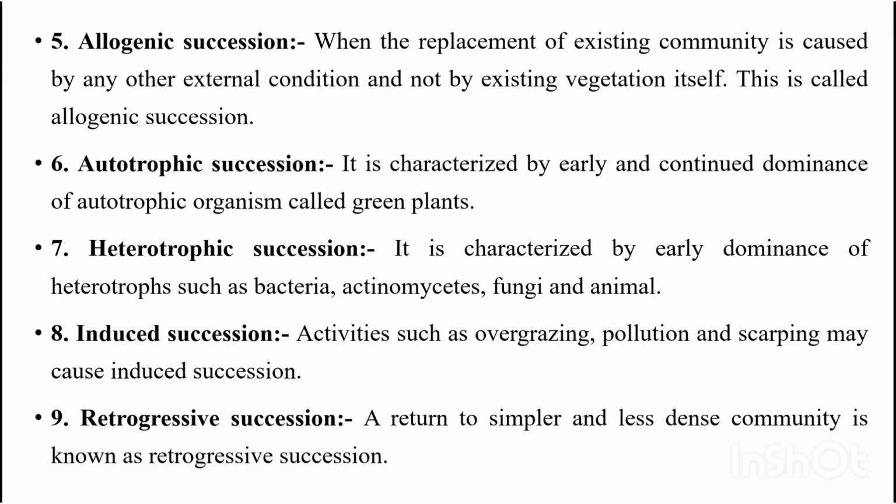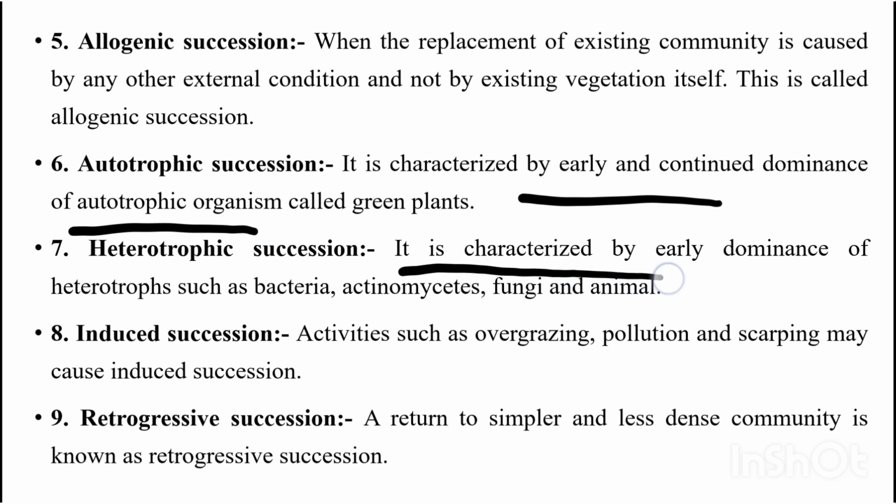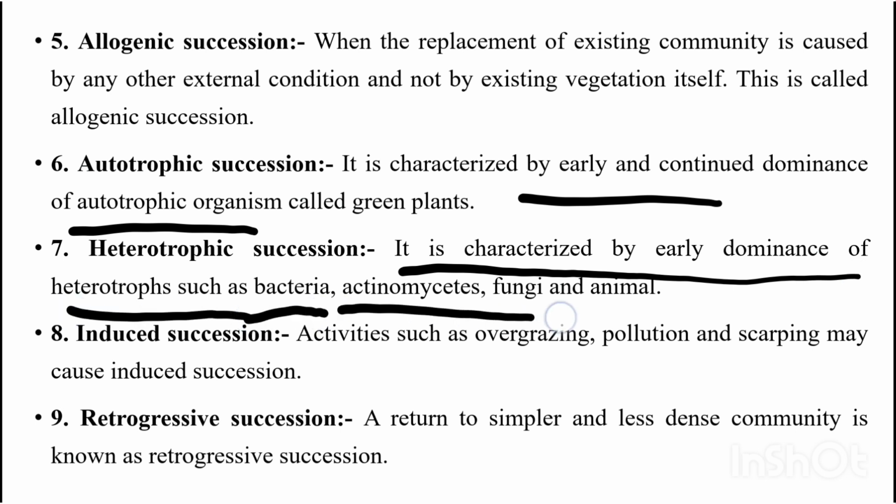Next, what is allogenic succession? When the replacement of the existing community is caused by an external condition and not by the existing vegetation itself, it is called allogenic succession. Then heterotrophic and autotrophic succession. Autotrophic succession is characterized by early and continued dominance of autotrophic organisms. Heterotrophic succession is characterized by early dominance of heterotrophs such as bacteria, actinomycetes, fungi and animals.